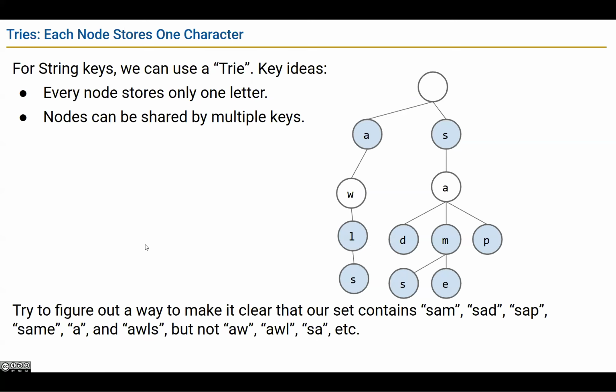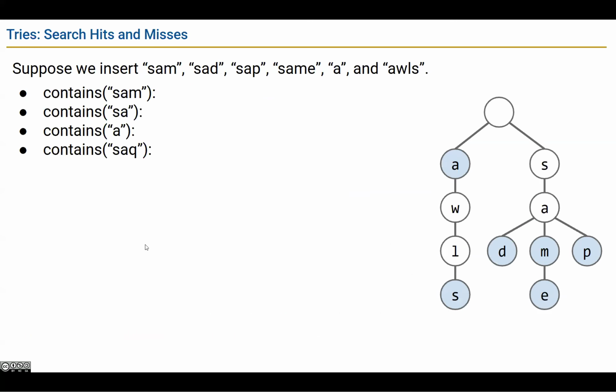Given this structure, how do we check if this contains the word Sam? Does this contain the word Sam? Why? Yeah, if you follow down from the root, you get S, A, M, and M is a blue node, so we know that it's in there. Does it contain SA? No, because you go down, this node does exist, but it's a white node, so it doesn't exist in our dictionary or in our try.